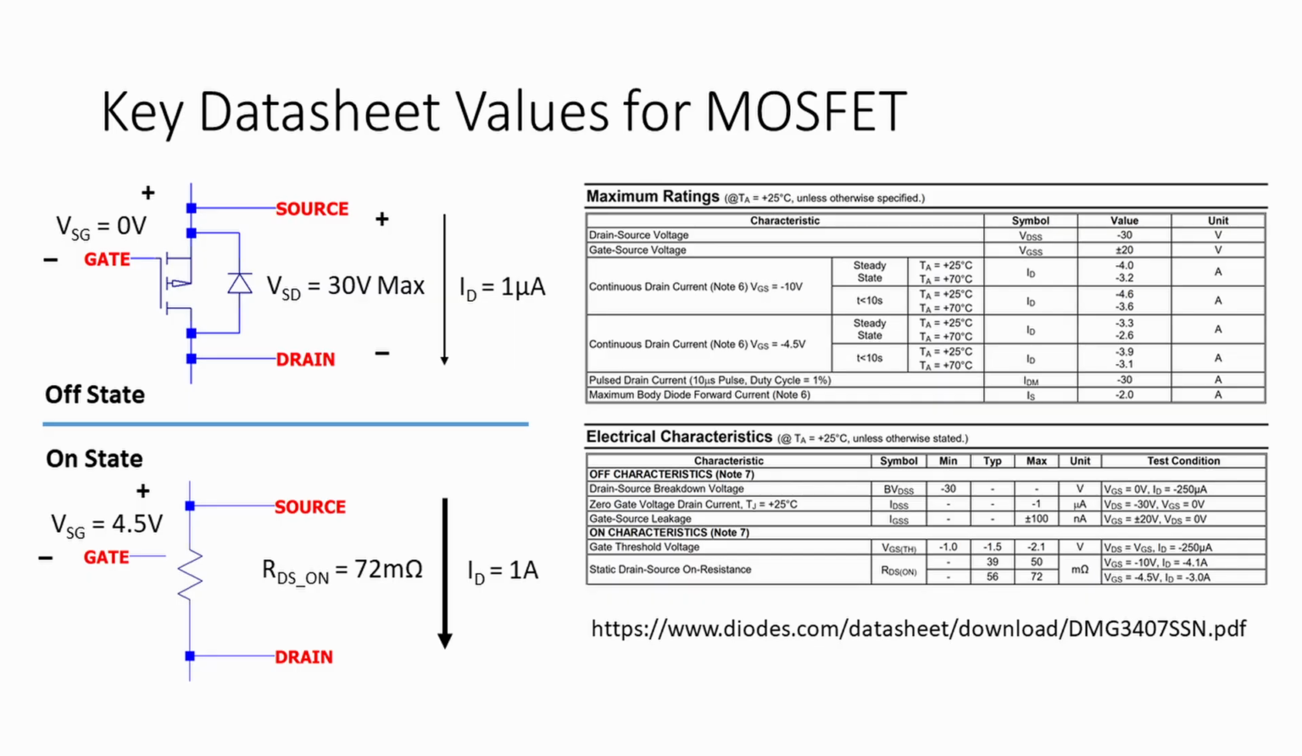For the on state, with 4.5 volts from source to gate, the RDS on for this part is around 60 to 70 milliohms. That's appropriate for the 1 amp current level in the requirement. Last, the gate threshold voltage is provided here too, and it nominally ranges from 1 to 2.1 volts. It's good for the on state since we'll have a good amount of overdrive above the threshold, and not bad for the off state as well.